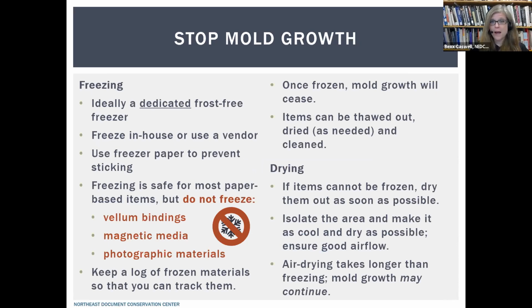All right, so back to stopping the mold growth, because this is really important. Freezing is really the best way and easiest way to do that for most people. Ideally, you want to do this in a dedicated freezer, and hopefully it's a frost-free freezer. Frost-free is not essential, but it's great because it does kind of help remove moisture from the items, and this is especially helpful if the books are wet. This is something you can do in-house, or you can have a vendor do it.